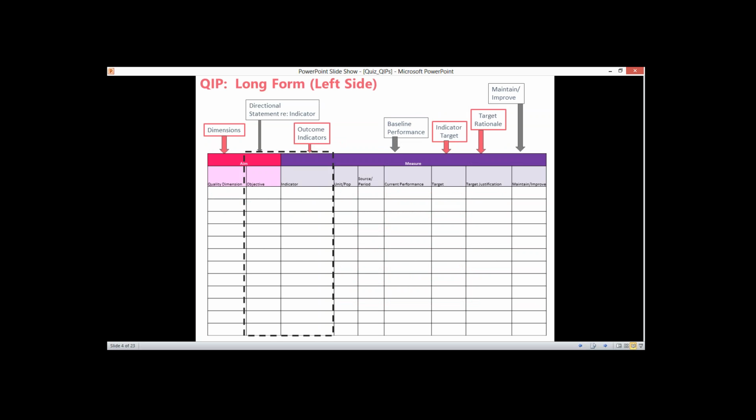This is the first part of the long form. It's the left side that is more accountability or more outcomes, I should say, more outcomes focused. The far left includes a column that's focused on the dimensions of quality, and the 5 dimensions that are part of the Excellent Care for All Act are safe, accessible, person-centered, integrated, and effective. So generally there are indicators that cross those 5 dimensions.